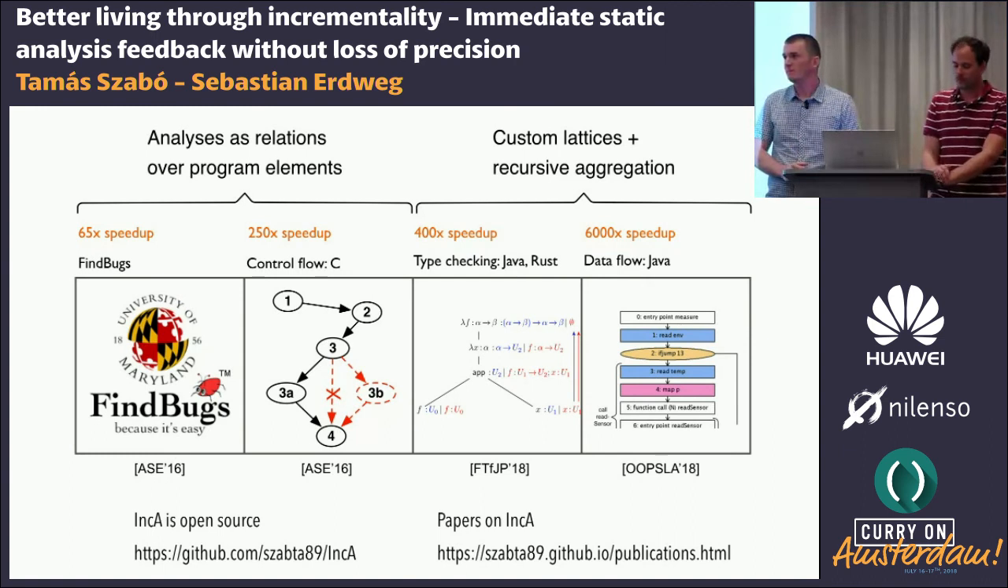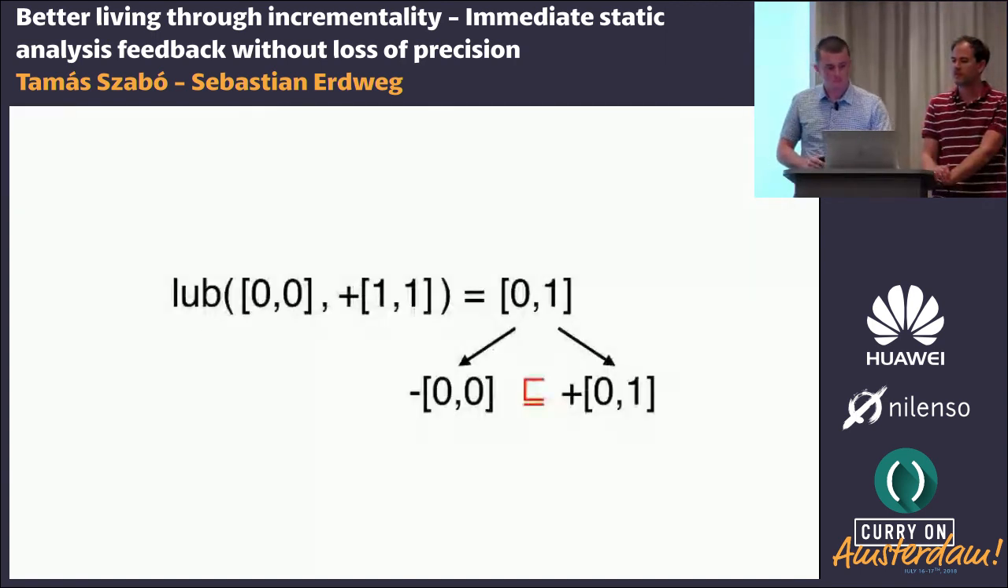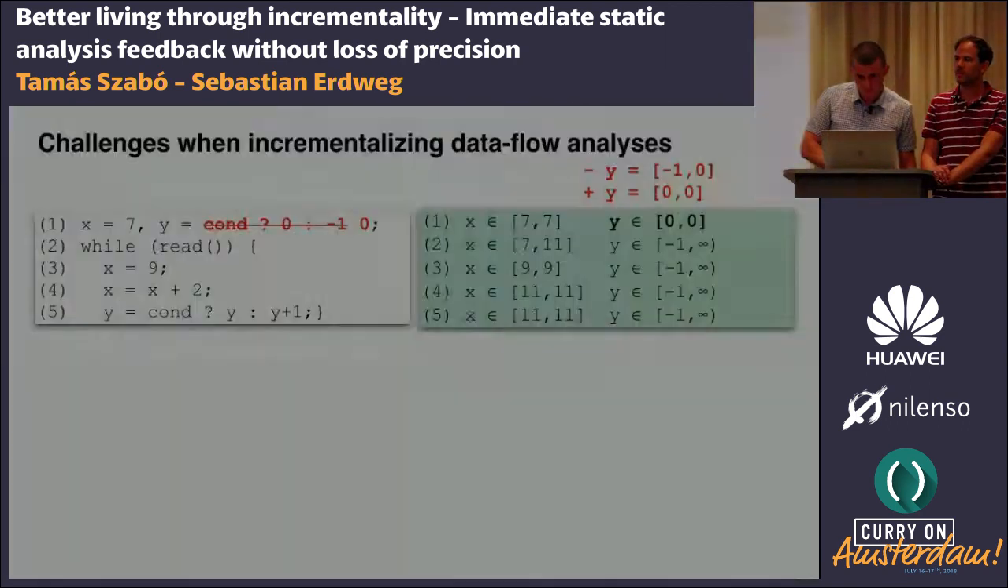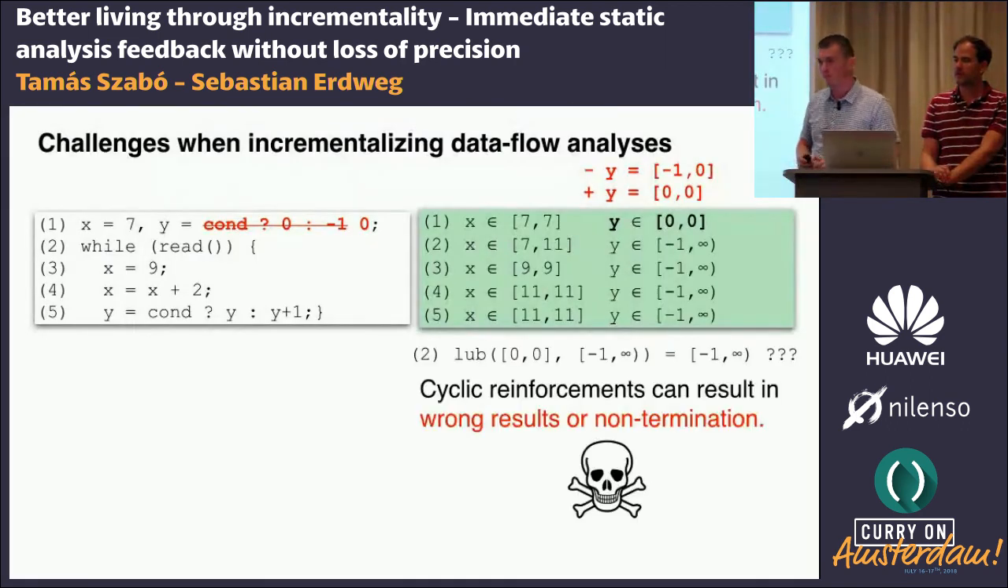Hello. Could you go back to your slide about dealing with reinforcements? It seems like you're saying that your strategy is to identify increasing changes, which you can handle well, but what if the change isn't increasing? Well, if the change is not an increasing replacement, then we can't do any better than simply pruning the old result and then rederiving the new one. For that case, we don't know any better at this point.